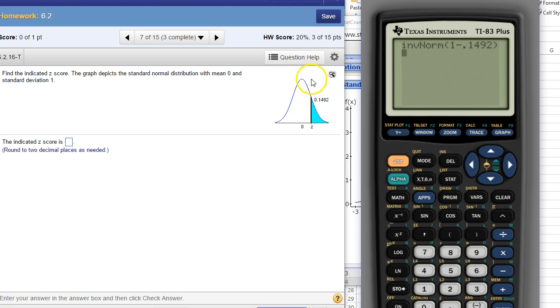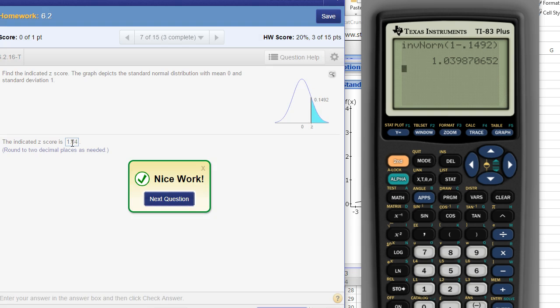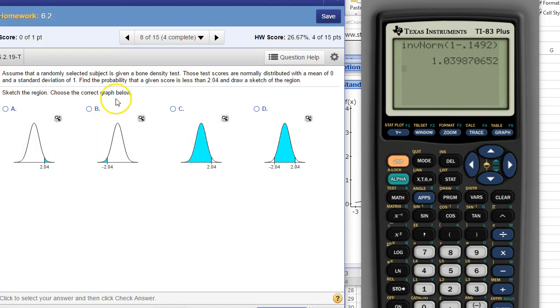So if the whole entire area is 1 and we take out this area, which we're doing right here, what we're left with is the area to the left. And that's what we need to put in the inverse normal. So there's my number, 2 decimal places, 1.04. All right, let me go back.